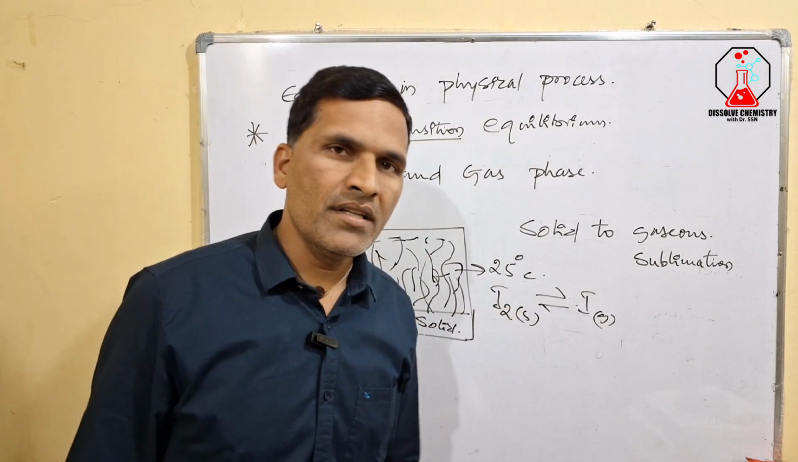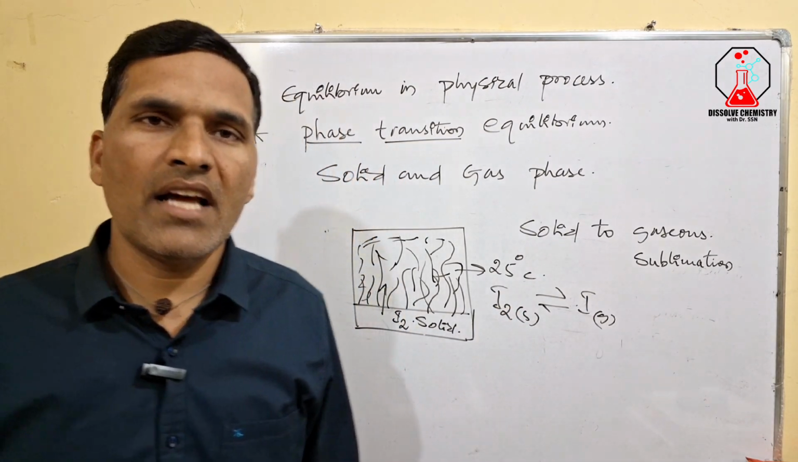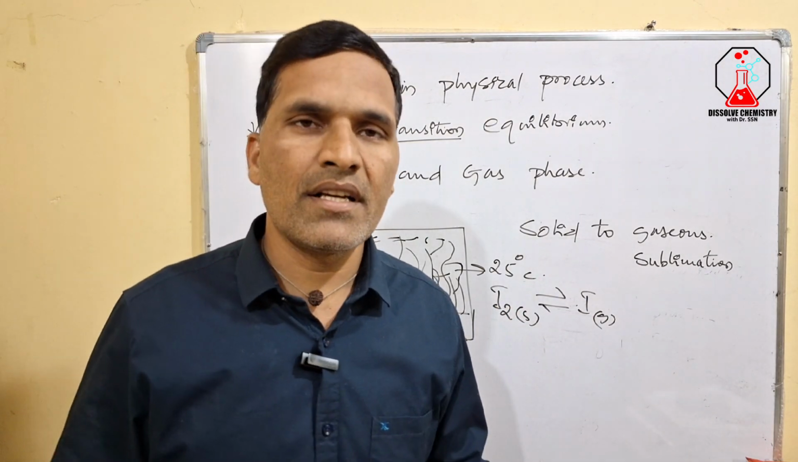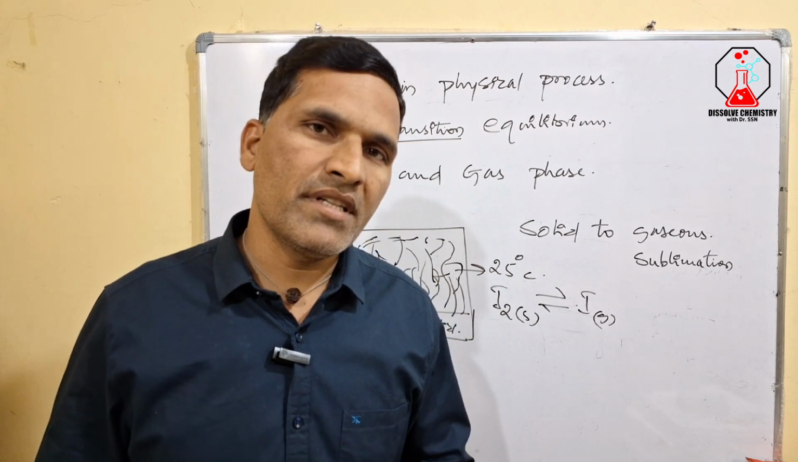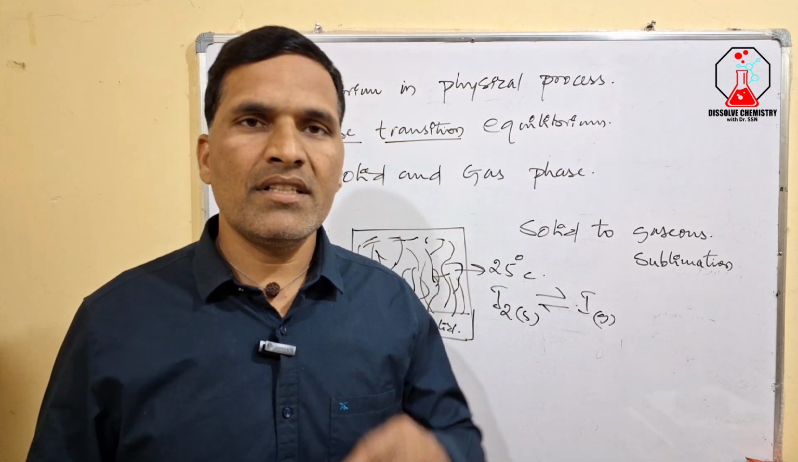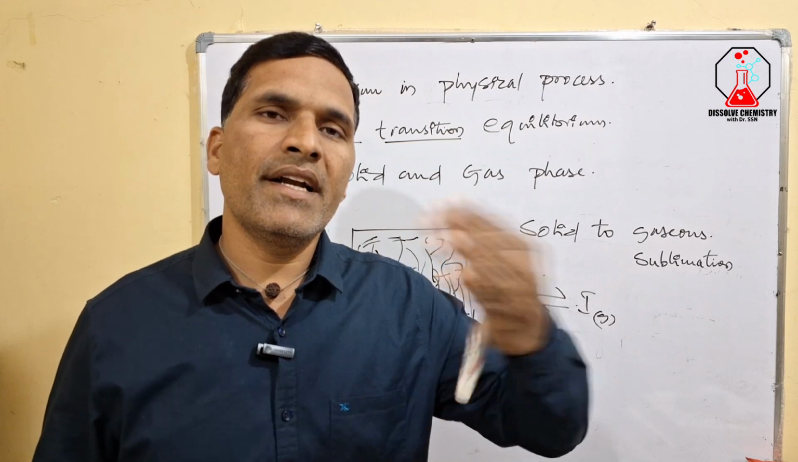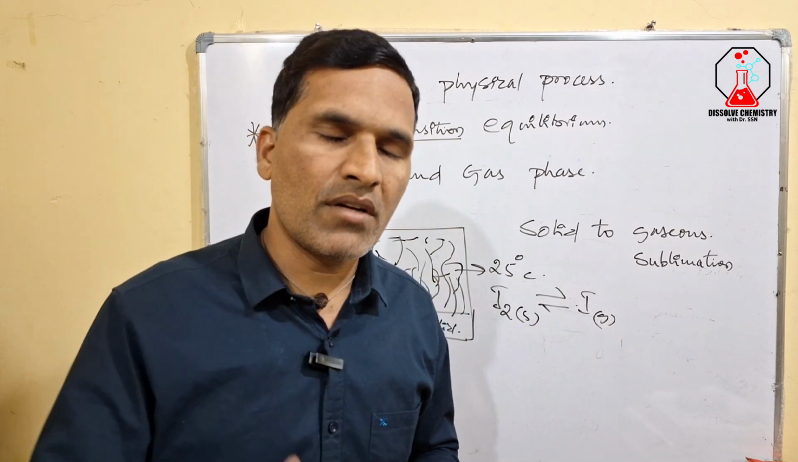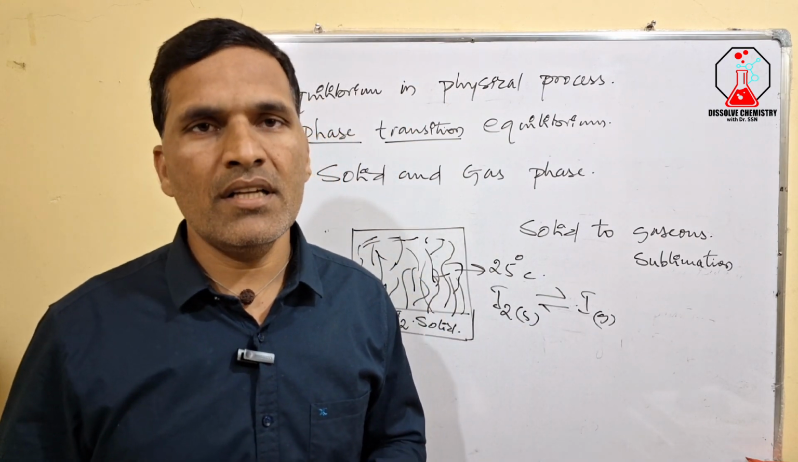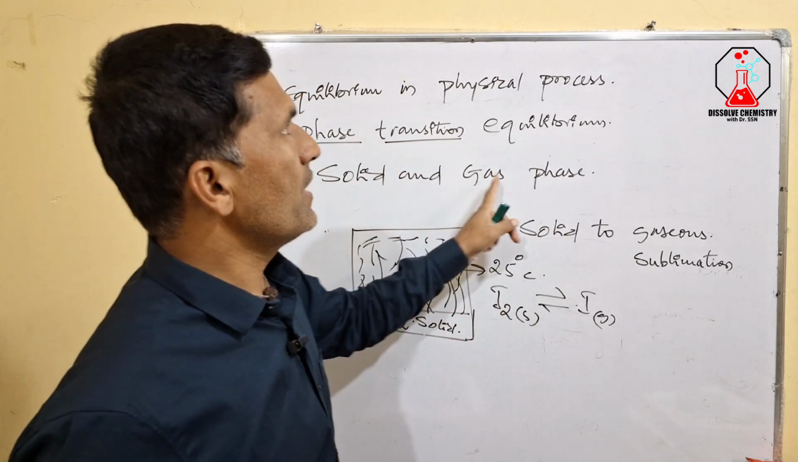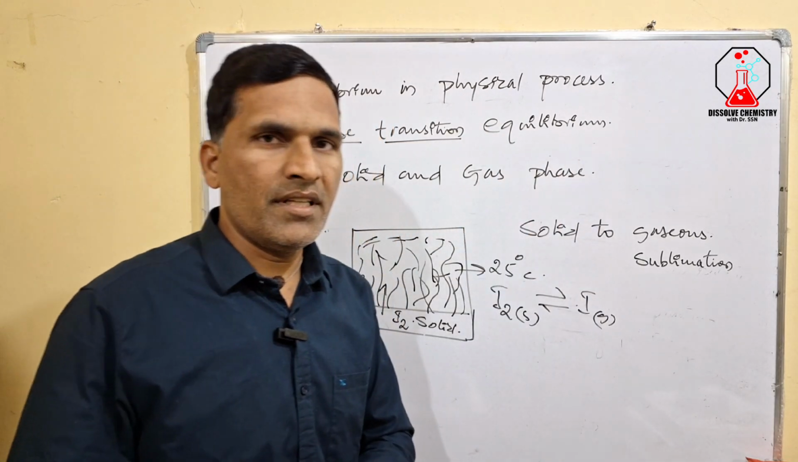Not only iodine, there are many subliming solids like naphthalene and camphor. These are all going to establish an equilibrium where at equilibrium, solid and gas phase both coexist. Okay, so this is all about solid and gaseous phase equilibrium.